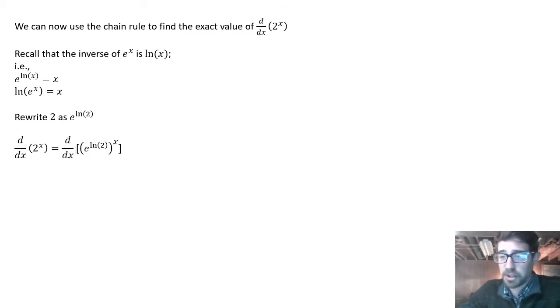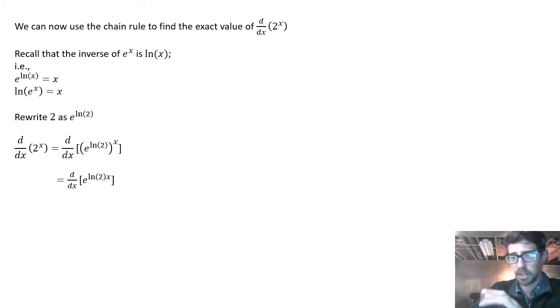So if we're talking about the derivative of 2 to the x, we're going to rewrite that as the derivative of e to the natural log of 2, to the x. Again, don't ask why. Just bear with me. It works. We can use exponent laws to rewrite that. If you have a power to a power, you multiply the powers. So that's the same as the derivative of e to the natural log of 2 times x.